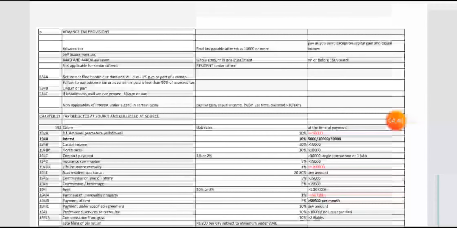Okay, for 234B, it is from the 1st April of the relevant assessment year. Okay, 1st April. 234C is only up to 31st March. So till 31st March is 234C. After 31st March, 234C will not come. 234B will come into play, which is 1st April of relevant assessment year. Okay, so 234A, B, C, this is done.